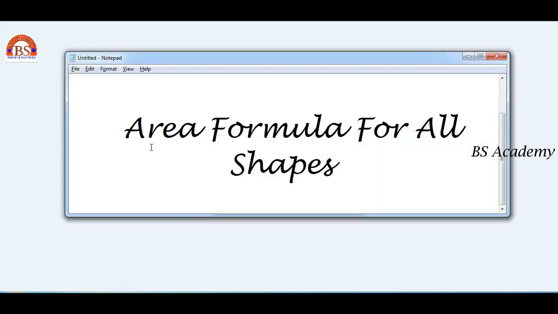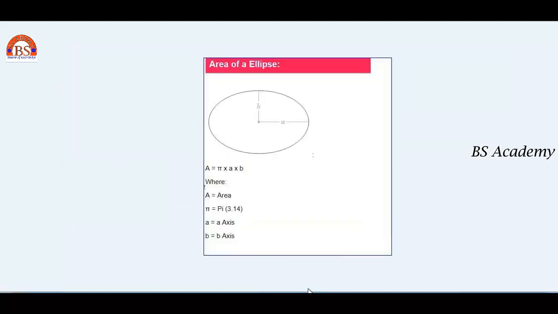Now I'm going to tell area formula for all shapes. And the first is area of ellipse. A is equals to pi into A into B, where A is called as area and pi is 3.14 or 22 by 7. A is A axis and B is called as B axis.